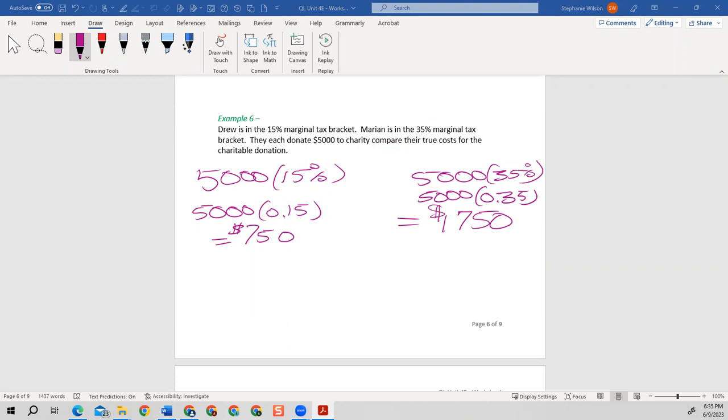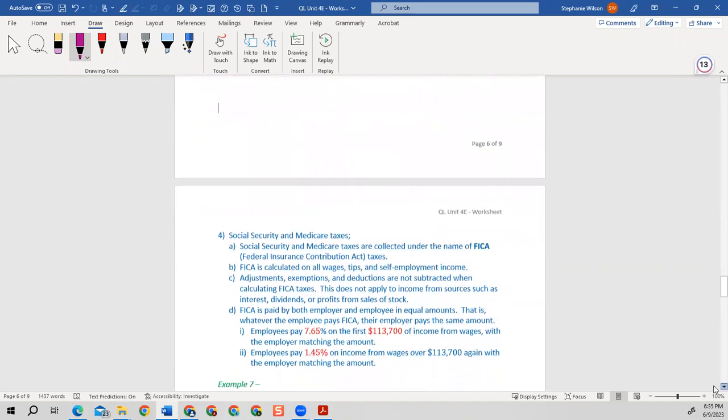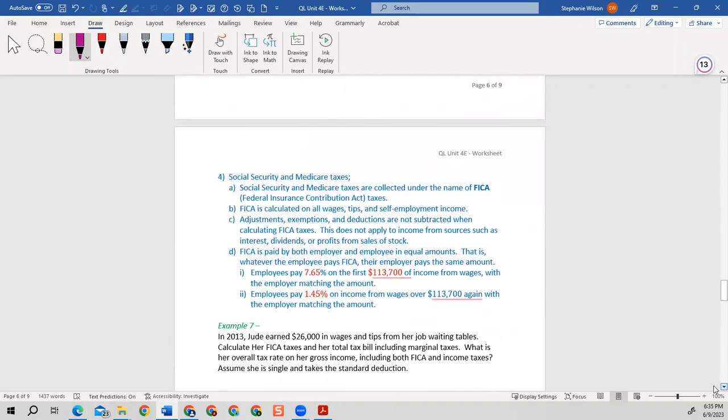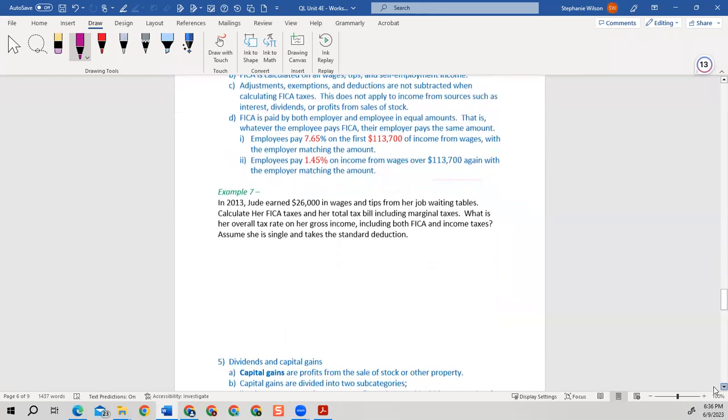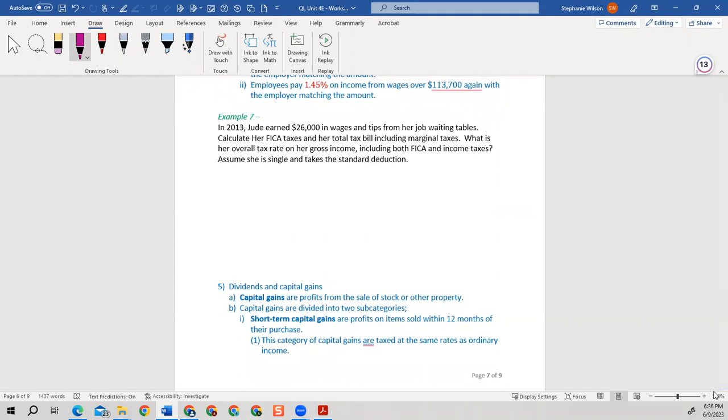Okay, so let's go to our next example. If you want to take a minute and pause this to go over this, then I would do it. Moving on. My apologies, guys.